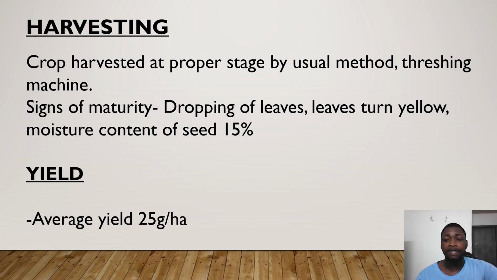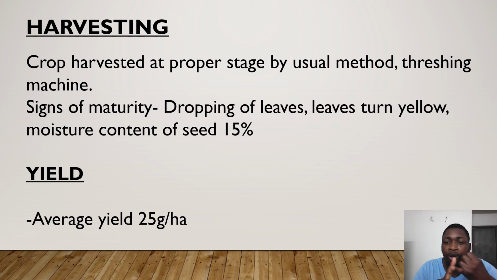So move on to the harvesting. Now, crop is harvested at the proper stage by the usual method, which is a threshing machine. Signs of maturity. How do you know that the soybean which I have planted in this farm is ready for harvesting? So these are the signs of maturity which I'm giving you right now.